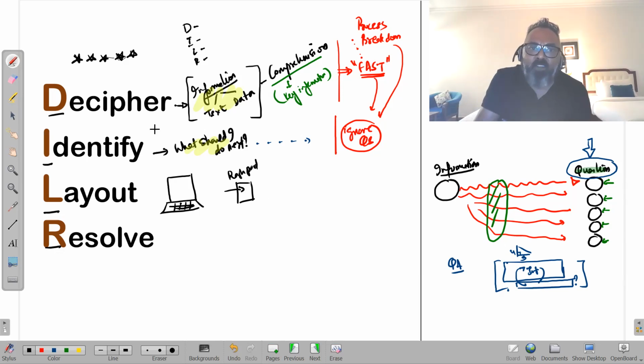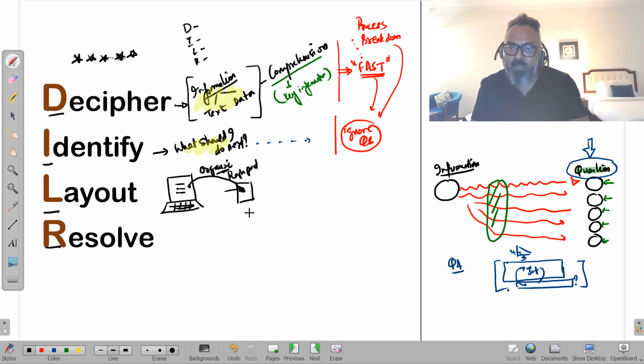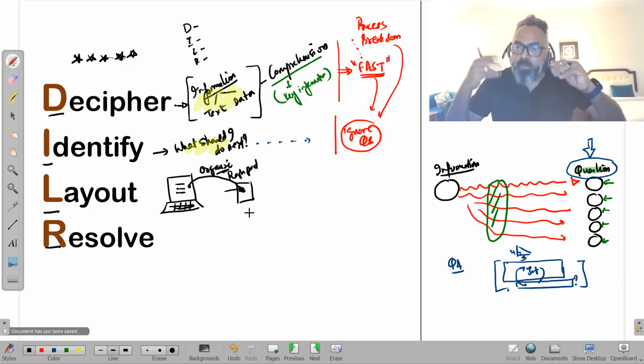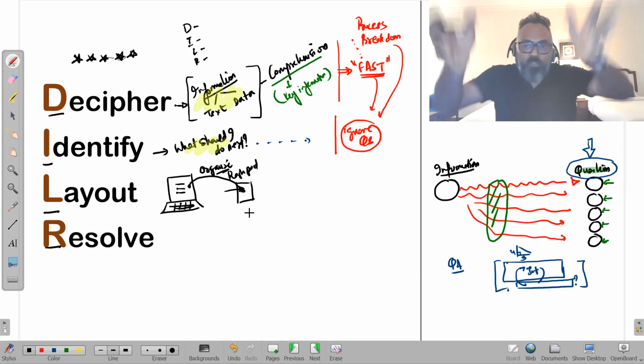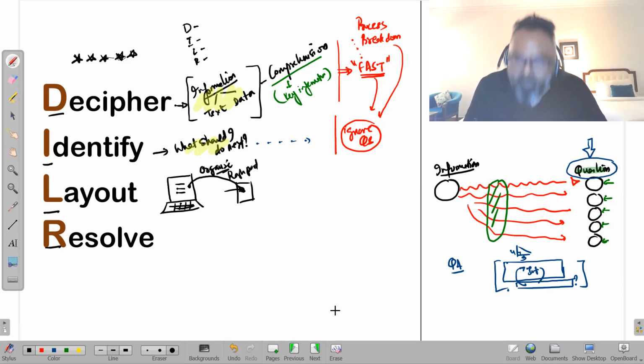Information is given on the screen. Don't you want to capture the information in a nice manner, organize the information in a nice manner on that paper? Or is it what you're going to do? No, what do you do? This is a screen. I've got a paper here. This is how I solve DILR.